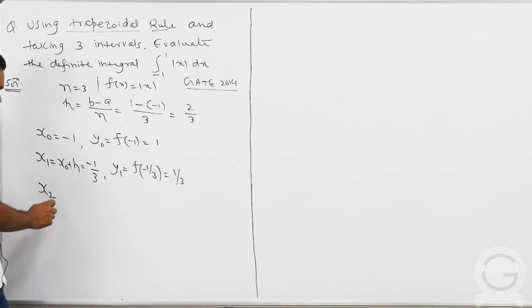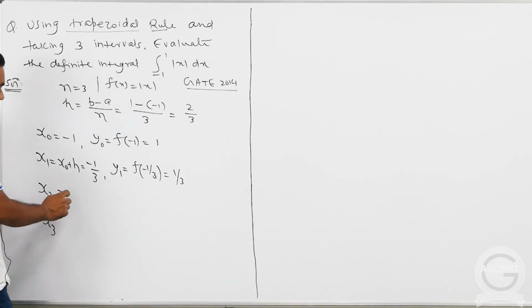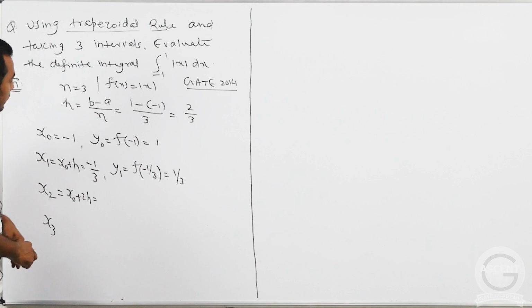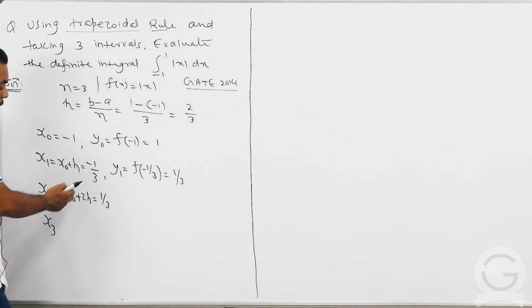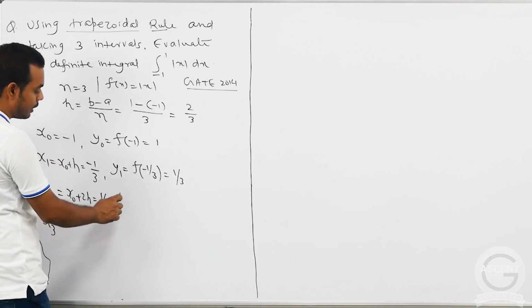So y0 is 1, y1 is 1 by 3. Then we have to calculate y2 and y3. For that we will need the values of x2 and x3. So x2 will be x0 plus 2h. x0 is -1 and h is 2 by 3, so 2h will be 4 by 3. So x0 plus 2h will be 1 by 3. Or you can also see that -1 by 3 plus 2 by 3 will be +1 by 3.